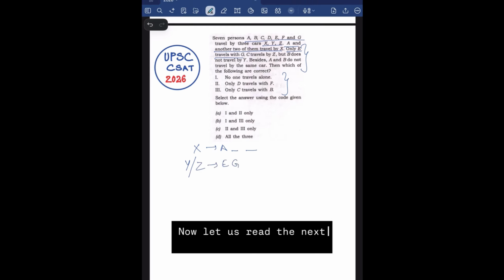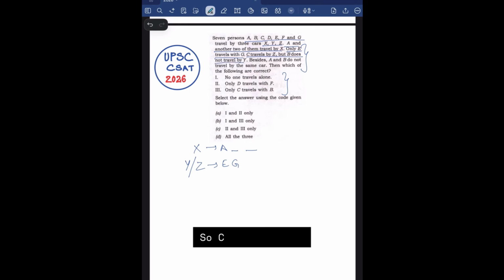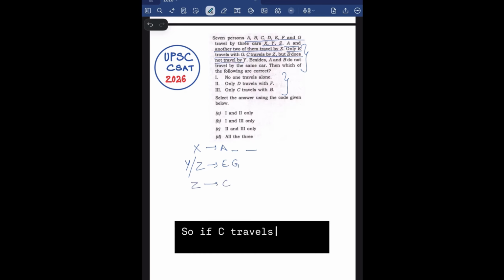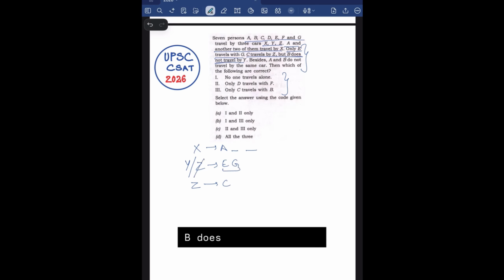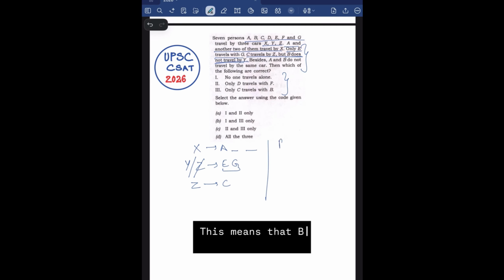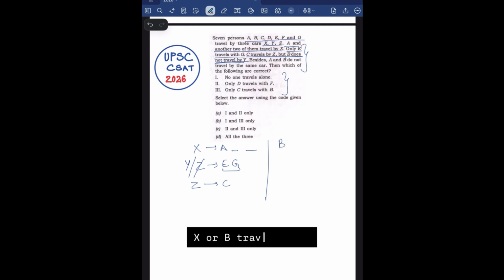Now let us read the next statement. C travels by Z but B does not travel by Y. So C travels by Z. So if C travels by Z, E and G cannot be in Z. So let us remove Z from here. B does not travel by Y. This means that B travels by X or B travels in Z.